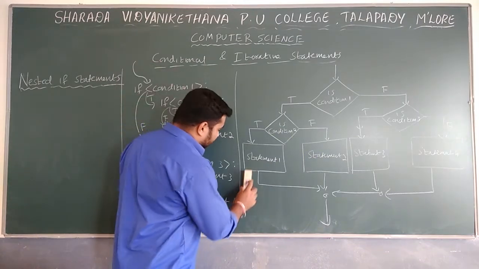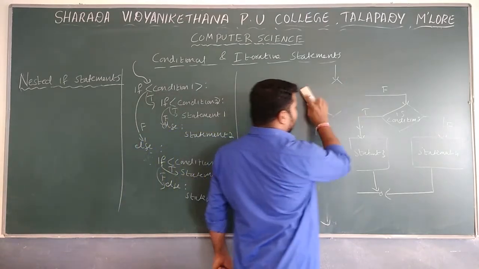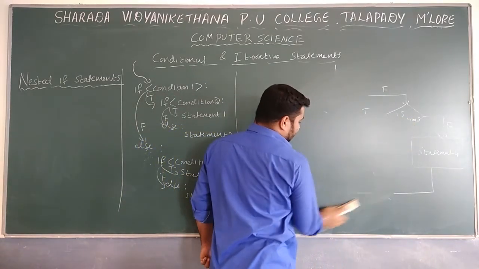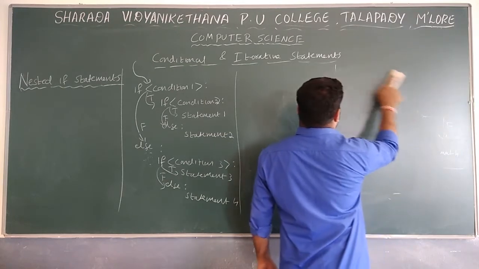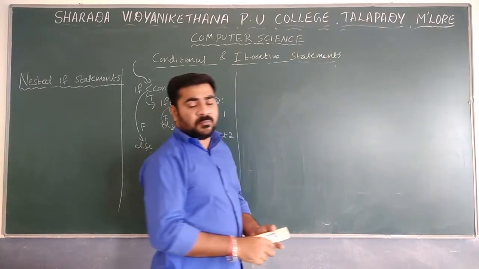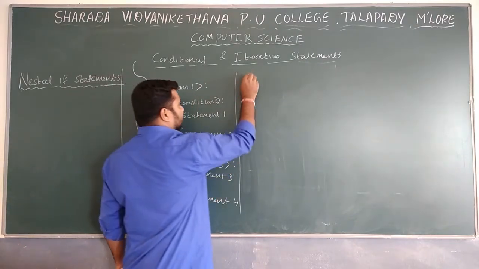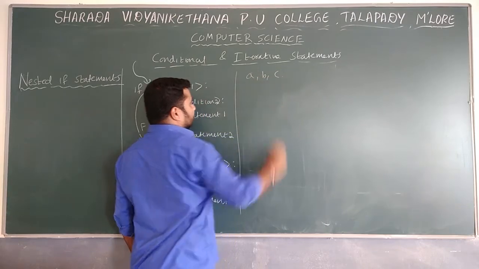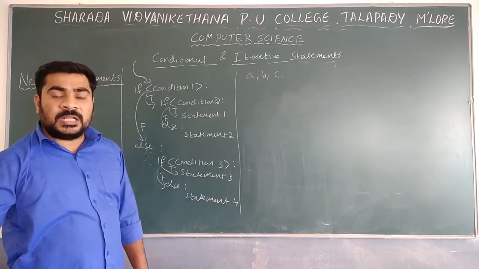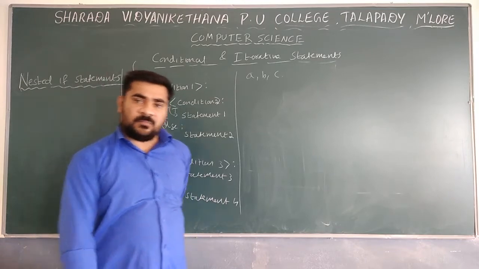So now we will see one example based on this. Whenever you write an example, you can take any kind of example. I am just checking the greatest number among 3 numbers. So we will input 3 numbers, A, B, C. After inputting the 3 numbers, you have to check which one is the greatest.